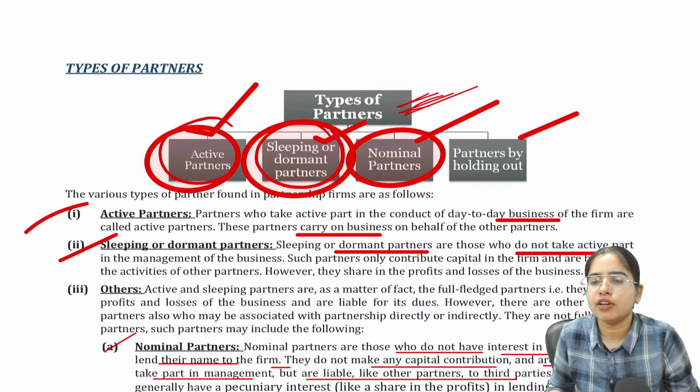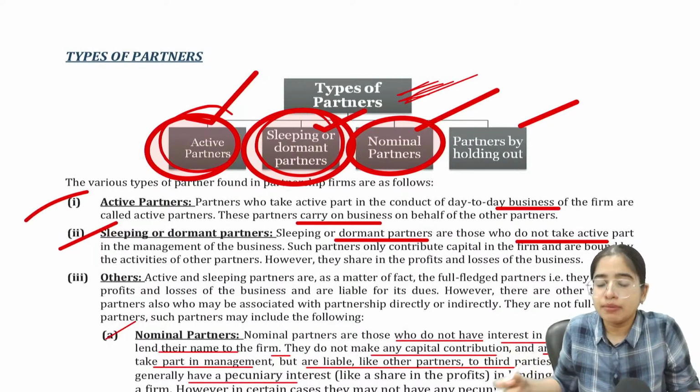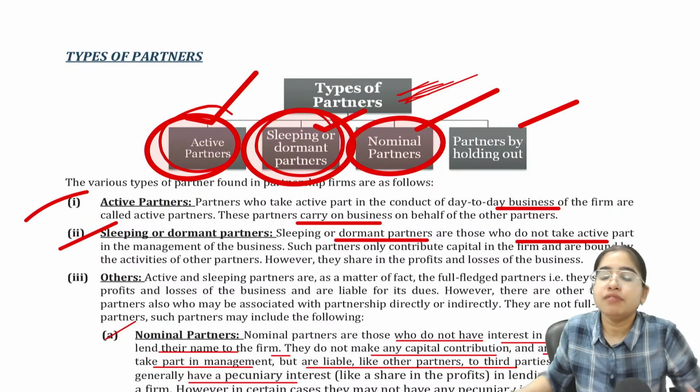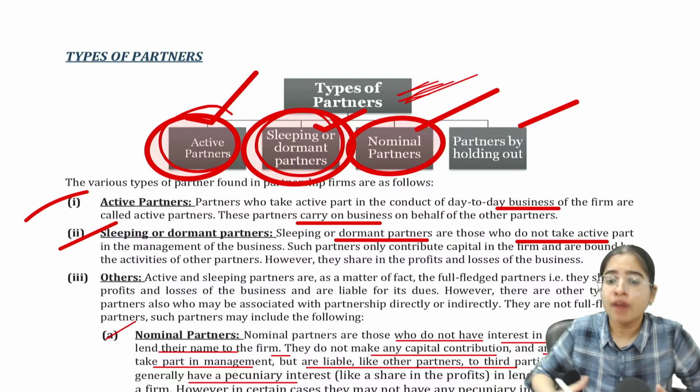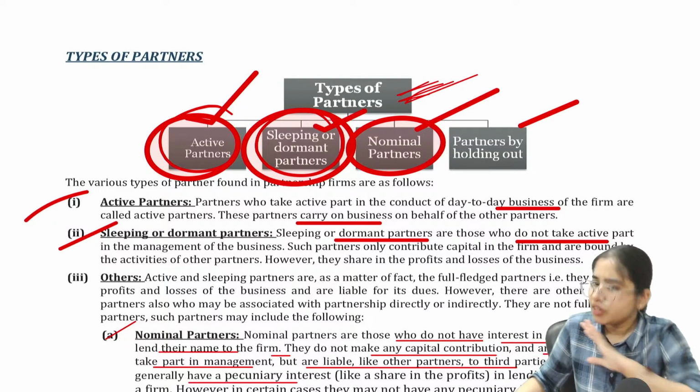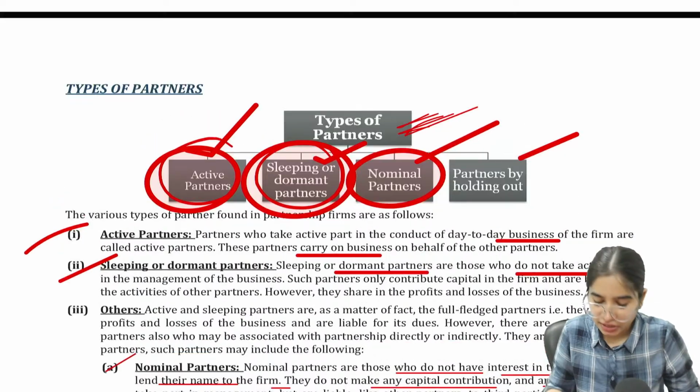Next is nominal partner. Nominal means for namesake. There are certain partners who have just given their name to the firm. They have neither invested capital nor taken part in the management.